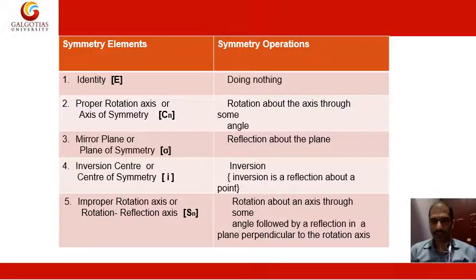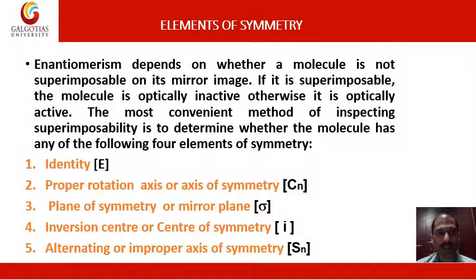Before going into details, now coming to elements of symmetry. Enantiomerism depends on whether a molecule is non-superimposable on its mirror image. If it is superimposable, the molecule is optically inactive; otherwise it is optically active. A convenient method of inspecting superimposability is to determine whether the molecule has any of the following elements of symmetry. There are different elements of symmetry, like identity, but because this is the same and we do not do anything with it, it is generally not considered most of the time.